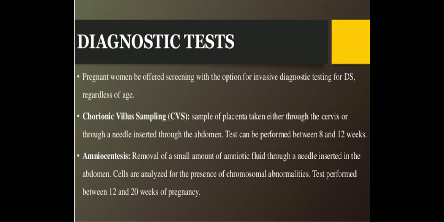Chorionic villus sampling, that means a sample of placenta taken either through the cervix or through a needle inserted through the abdomen, and the test can be performed between 8 and 12 weeks of pregnancy. Another invasive method to rule out whether the mother is having a Down syndrome baby or not is amniocentesis, that is removal of a small amount of amniotic fluid through a needle inserted in the abdomen. Cells are analyzed for the presence of chromosomal abnormalities, and this test is performed between 12 and 20 weeks of pregnancy.